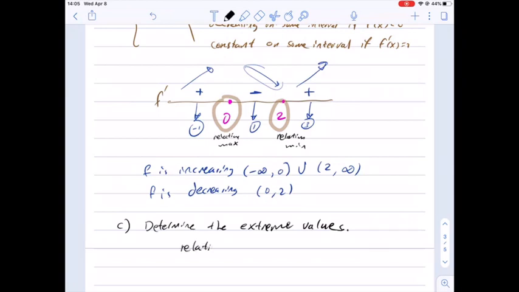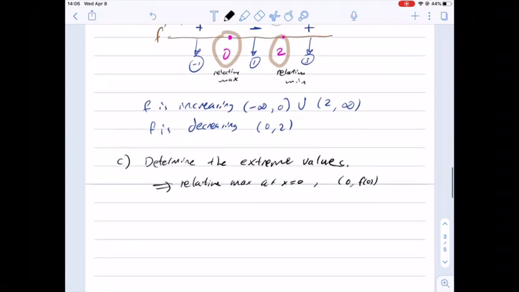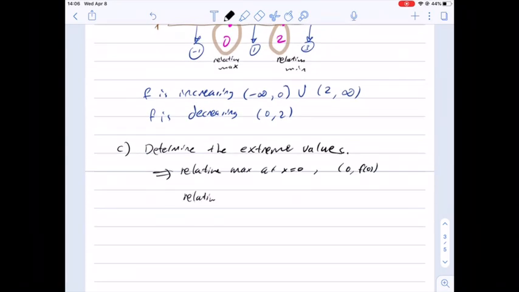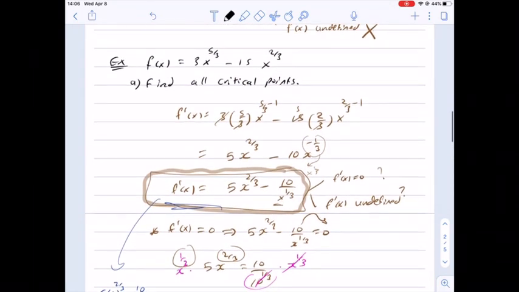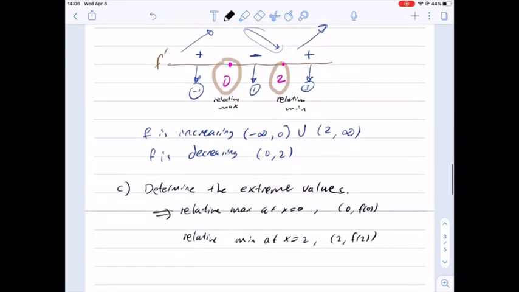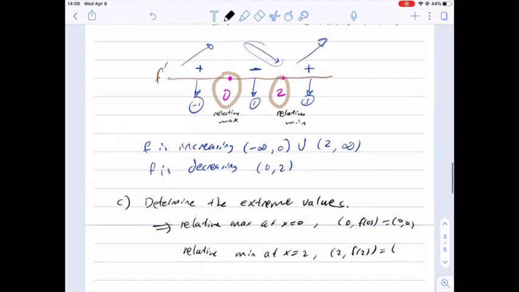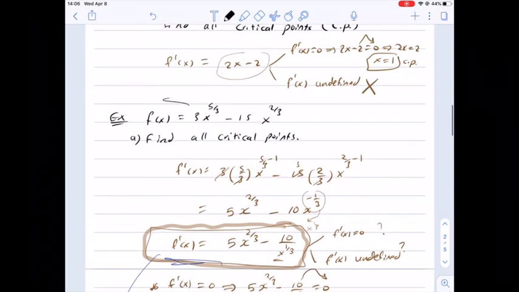So the function has a relative max at x equals 0, and that point is 0, f of 0. And the other point, the function has a relative minimum at x equals 2, and that is 2 and f of 2. Now f of 0 is 0, so this point is 0, 0, and the other point, f of 2, we need to substitute here. So let's do it here.